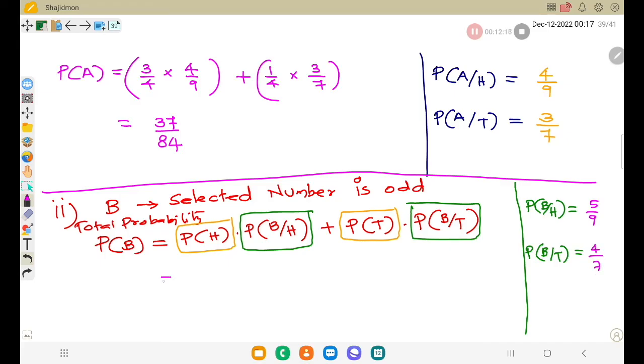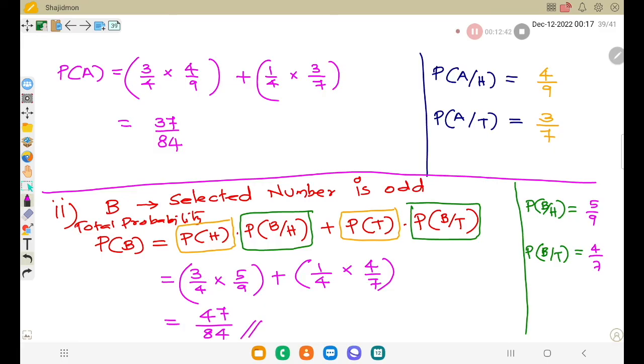Just apply all the numbers here. Probability of H, we already know, that is 3 by 4, multiplied by B given H, 5 by 9, plus probability of tail, 1 over 4, multiplied by B given T, 4 divided by 7. So totally you will get the answer 47 divided by 84. Okay, so this is the idea.